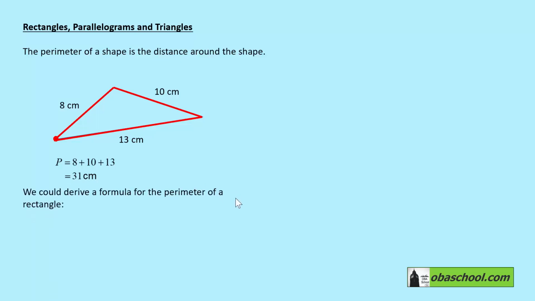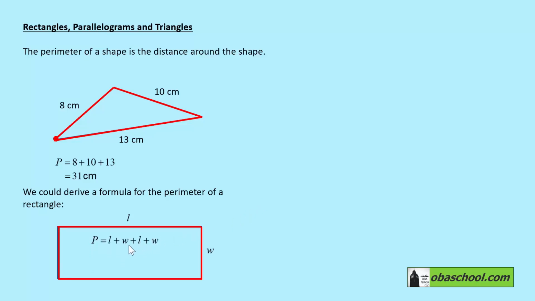We could derive the formula for the perimeter of a rectangle using a similar approach. So let's suppose we have this rectangle. Let's call this L and this W. We could walk along here, so we've walked L, then we'll walk W, then we'll walk L, then we walk W. So the perimeter would be L plus W plus L plus W, which we could write as 2 times L plus 2 times W.